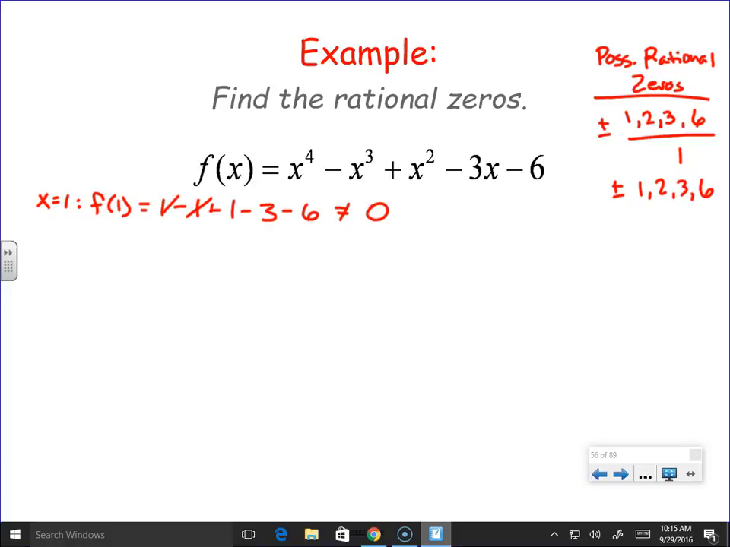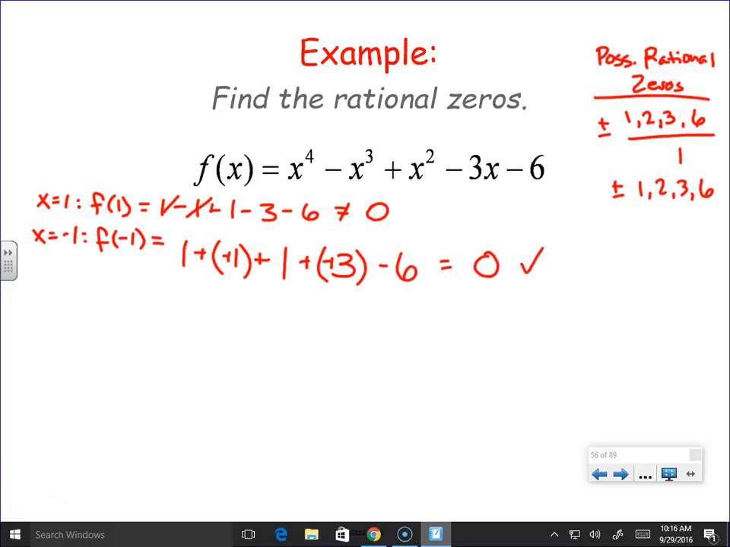How about 1? No. Could we maybe plug in -1 because it's kind of fast? Why am I plugging in? Maybe it's easier than synthetic if the number is small. Plugging in -1. -1 to the 4th is 1. Minus -1 cubed is -1. Plus -1 squared is +1. Minus 3 times -1 is -3. Minus 6. 1 plus 1 plus 1 plus 3 minus 6. Oh, zero. 0.